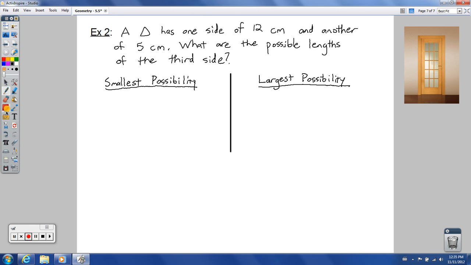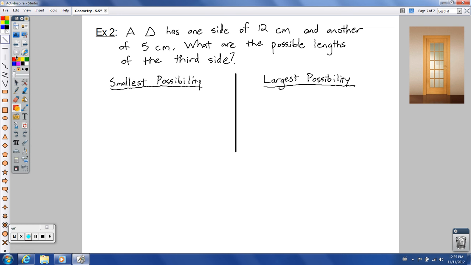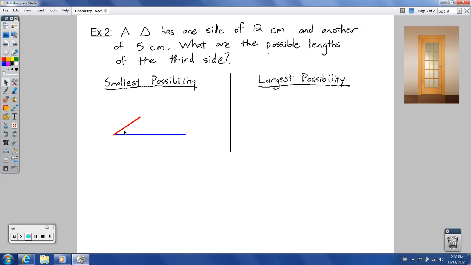You do not have to color code this, but for the sake of making it easier to see what's going on, I'm going to color code it here. For the smallest possibility, I'll draw something as best I can in a 5 to 12 ratio. This is my longer side, and I'll use red as my shorter side. For my smallest possibility, pretend the red part is like my door on the hinge. You can draw this out the way it is right now, but imagine for a moment that this is rotating on a hinge.